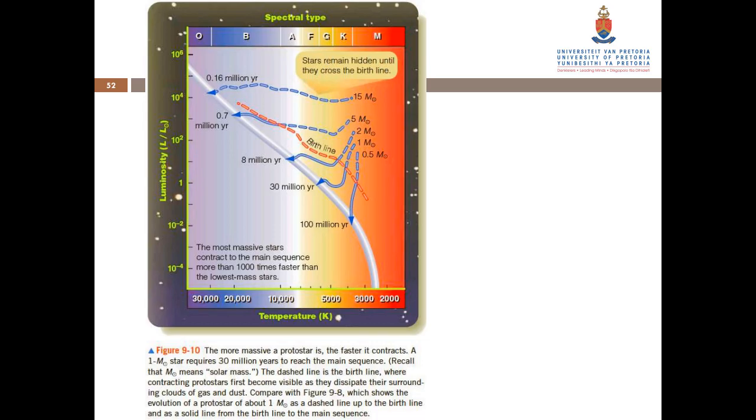So in this image, we can see the more massive the protostar is, the faster it contracts. A one solar mass star requires 30 million years to reach the main sequence. The dashed line is the birth line, where contracting protostars first become visible as they dissipate their surrounding clouds of gas and dust. Compare with figure 9.8, which shows the evolution of a protostar of about one solar mass, as a dashed line up to the birth line and a solid line from the birth line to the main sequence.